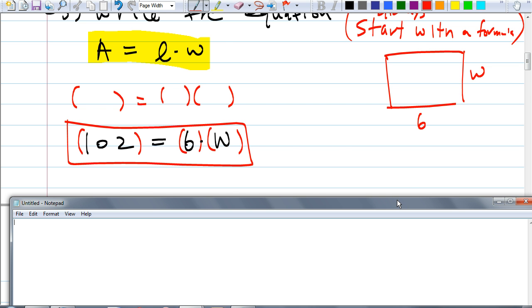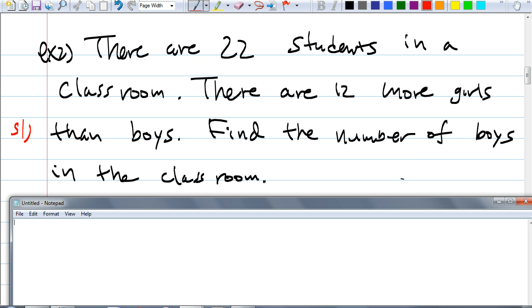Good. Here's our second example. There are 22 students in a classroom. There are 12 more girls than boys. Find the number of boys in the classroom. This one's a little bit different than the very first example we did. You'll see why in a minute. So go ahead and write this down. As you write it down, think about what your unknowns are and your facts are, okay? I'll wait.